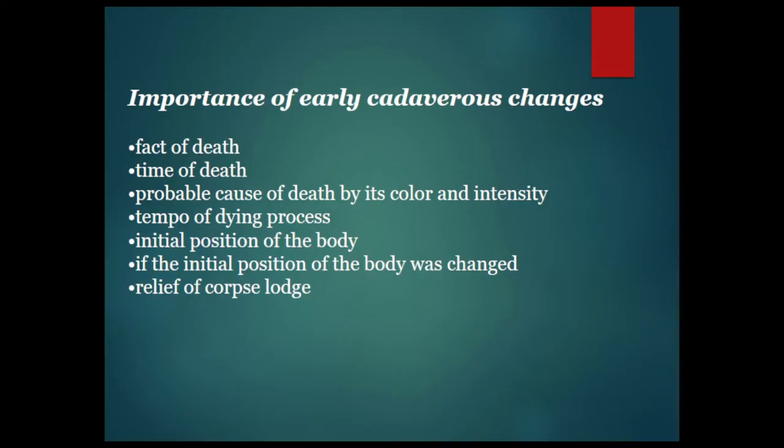We also might understand the probable cause of death by the color and intensity of the livor mortis and the intensity of the rigor mortis. Tempo of dying process, how fast the one was dying. The brighter livor mortis are, the faster the death process was. We also might understand the initial position of the body, the fact of changing of position. And we also might understand the relief of the corpse lodge, what was the support the body was lying on.